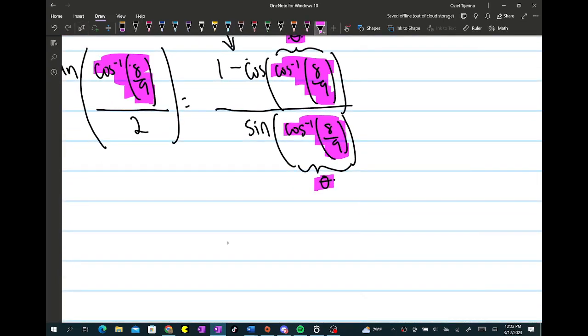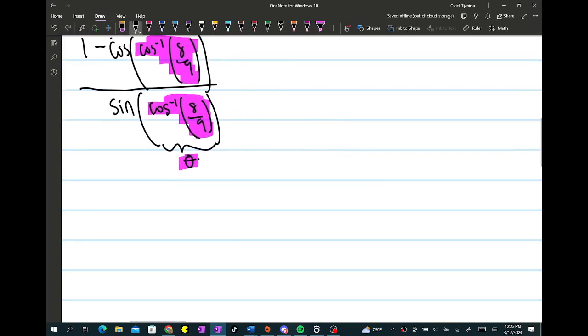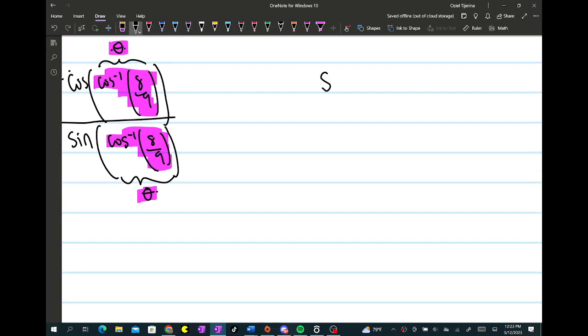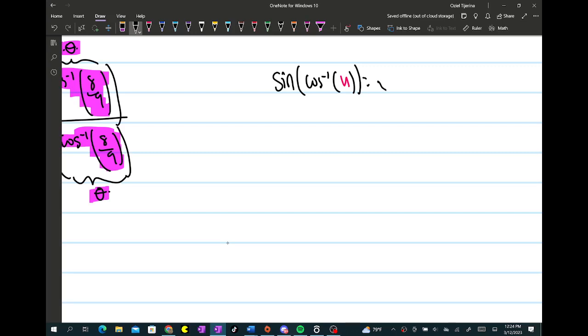We're going to go ahead and just simplify it from here. Now, the part that I really wanted to focus on is this. We need to know what that is, because if we don't know that formula, we're not going to be able to do the problem the way that we would want to do it. So we have sine of cosine inverse of u, and there's a specific formula for that: it's equal to the square root of 1 minus u squared. So it'll be like this, right?